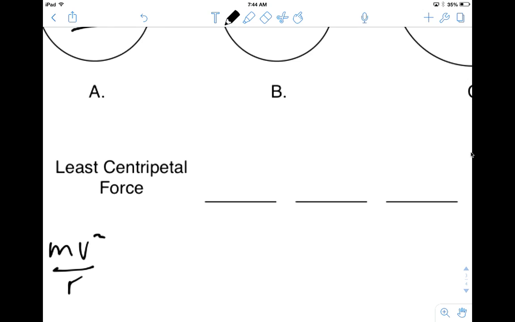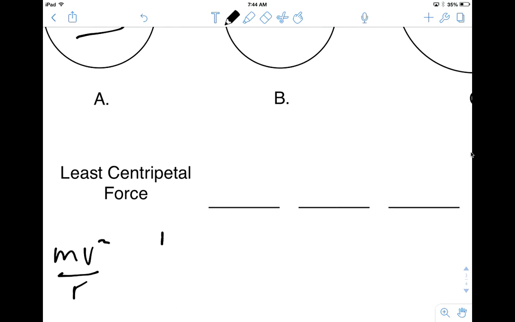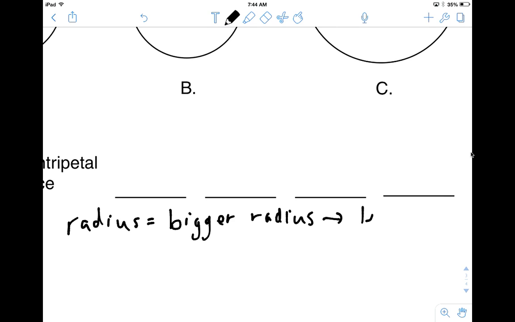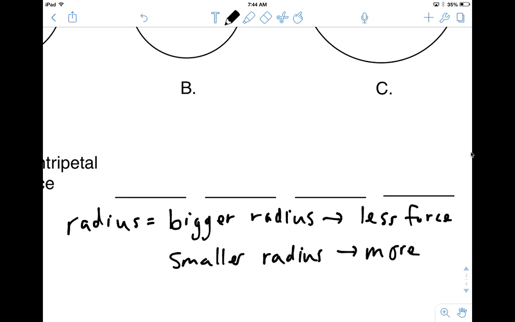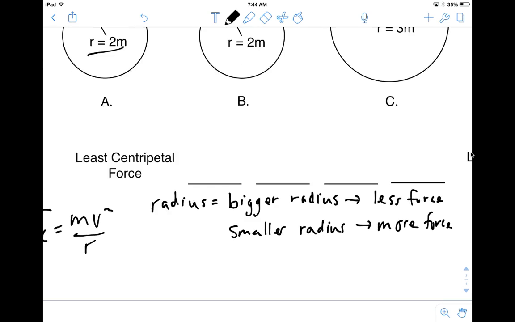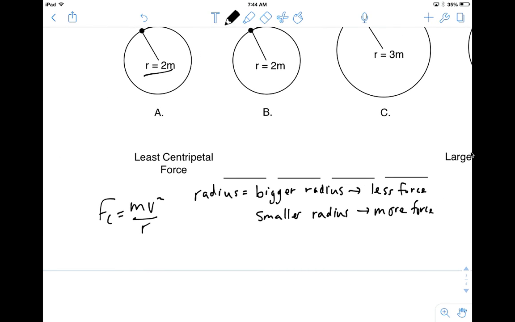And so the first thing we want to look at is radius. And we have to remember this right here, okay? Radius. Okay? So for radius, bigger radius causes less force. They're opposite. Smaller radius causes more force. Okay? That's really, really important that we have that opposite relationship.